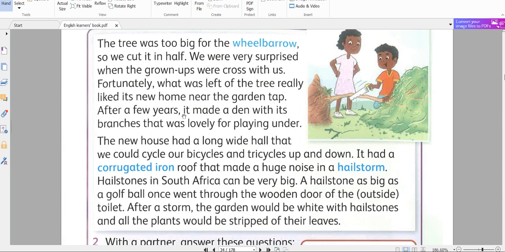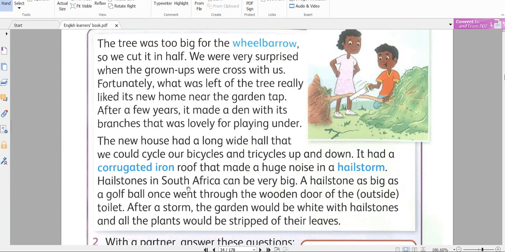Fortunately, what was left of the tree really liked its new home near the garden tap. After a few years, it made a den with its branches that was lovely for playing under. The new house had a long wide hall that we could cycle our bicycles and tricycles up and down. It had a corrugated iron roof that made a huge noise in a hailstorm.